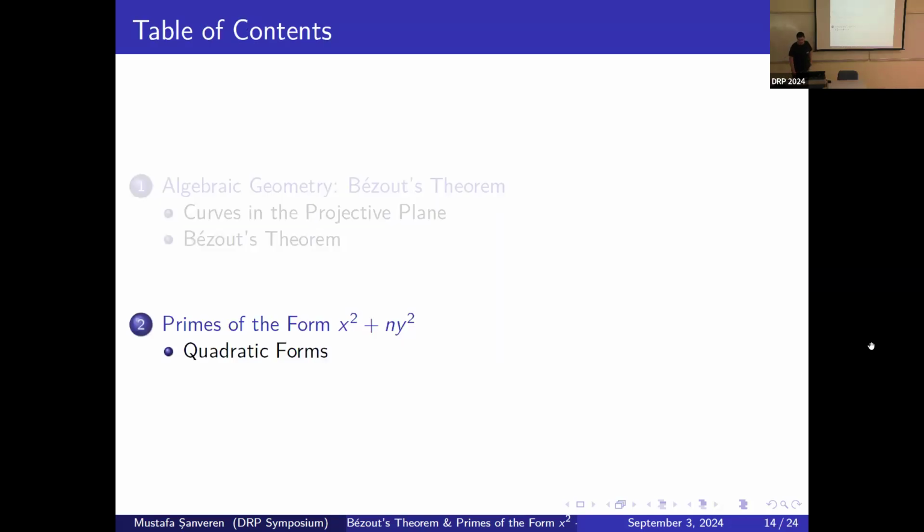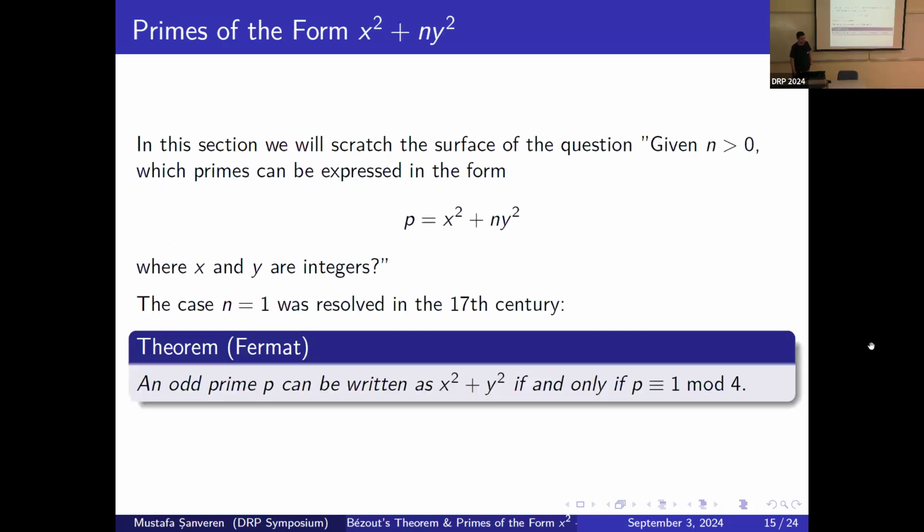And I will continue with the second part of this presentation. We have this question: can we define which primes can be expressed as x squared plus ny squared? For the case that n is equal to 1, we have the following theorem. A prime p can be written as x squared plus y squared if and only if p is equal to 1 mod 4.